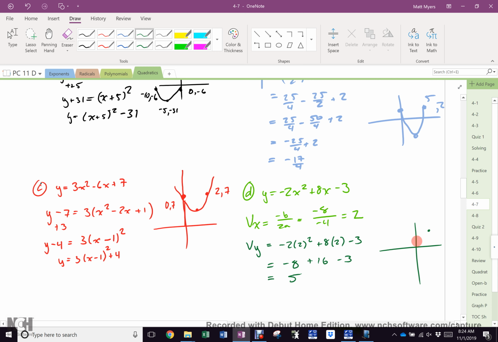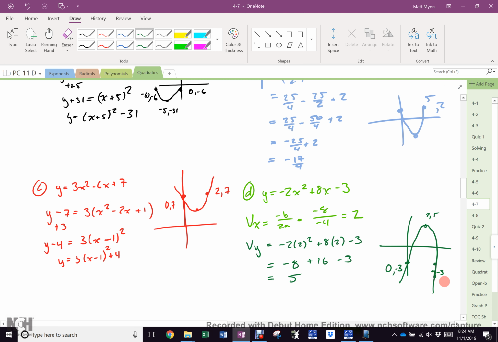Our y-intercept is negative 3, 0, oops, not 0, positive 3. Dummy head. Our vertex is 2, 5. And our y-intercept is 0, negative 3. That is 2 away. So I should have gone down 4, but because it's 2, I went down 8. So I got to go 4 away over here to get to 4, negative 3. And then I graph it.